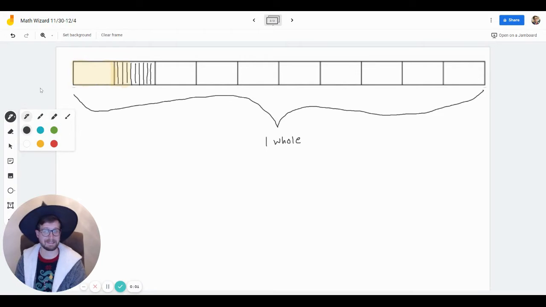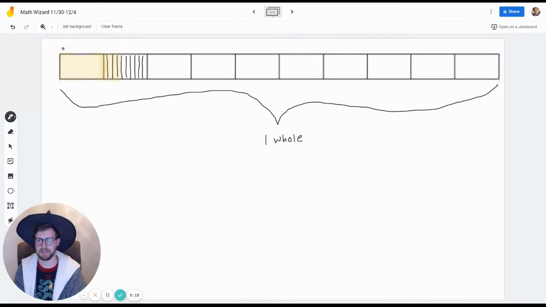All right, students, so I'm being kind of tricky today. How much do I have here? And for one of the very first times I've asked you that, this piece here is a different size than this piece here. I've got a whole that's cut into 10 pieces, so this here is 1/10. But then this 10th here is also cut into 10 pieces. So how much do I have here?